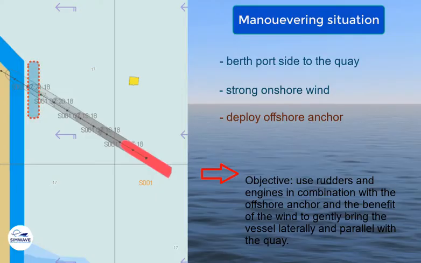The objective of this scenario is to use rudders and engines, in combination with the offshore anchor, and the benefit of the wind to gently bring the vessel laterally and parallel with the quay.